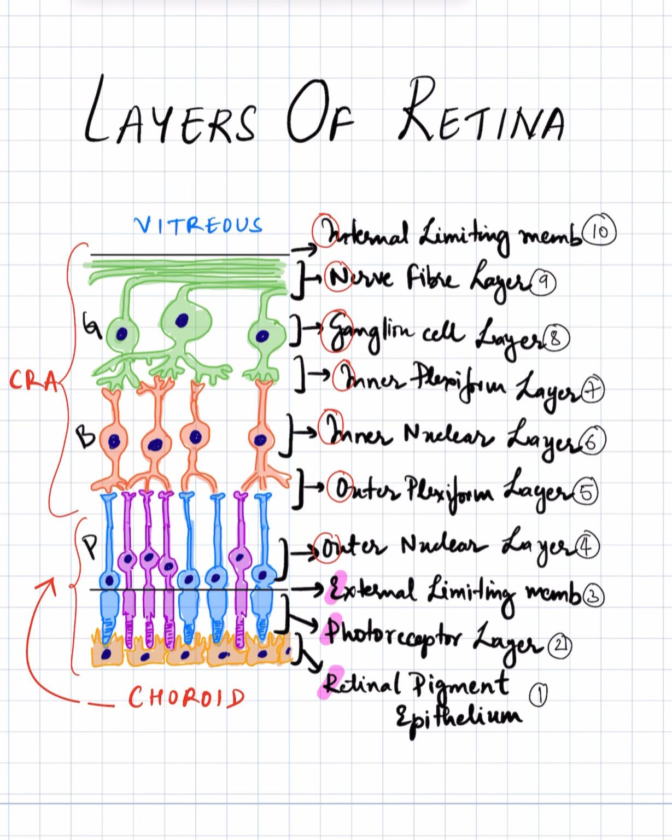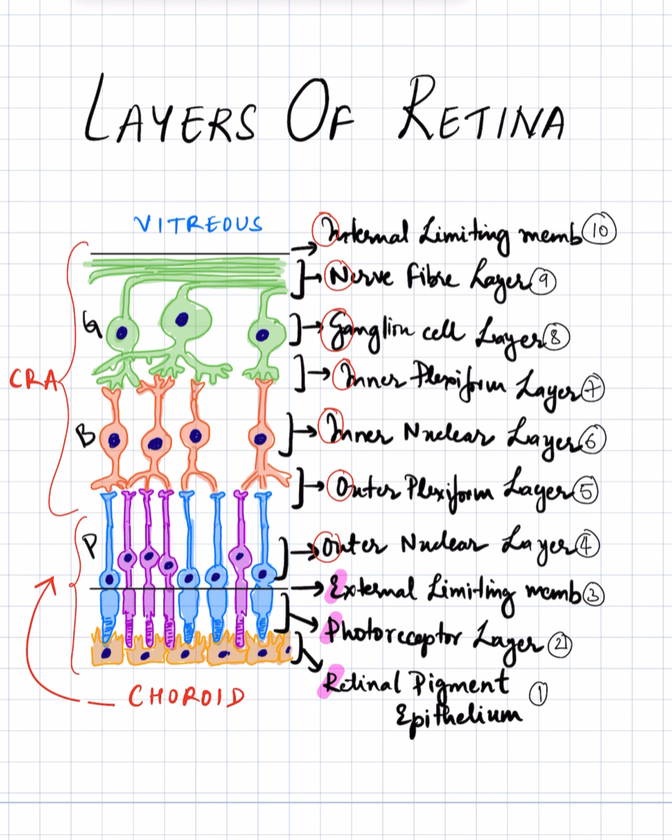Finally, a few points about the blood supply of the retina. So the outer four layers of the retina are avascular and they derive their oxygen and nutrients through diffusion from the choroid. And the choroid is supplied by the short posterior ciliary artery. So we can say that the outer four layers of the retina are indirectly supplied by the short posterior ciliary artery. And then we have the inner 6 layers of the retina, which are supplied by the central retinal artery.